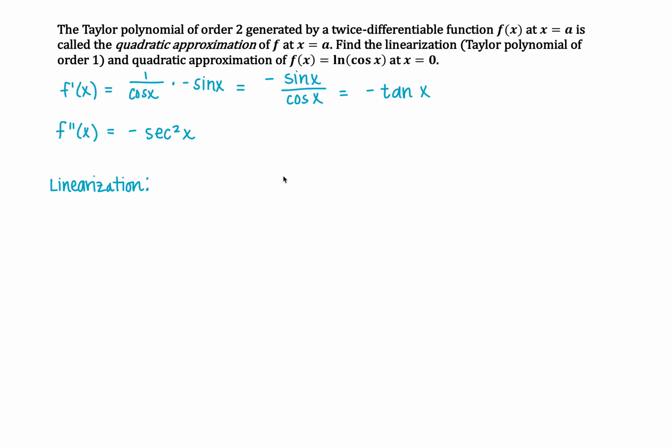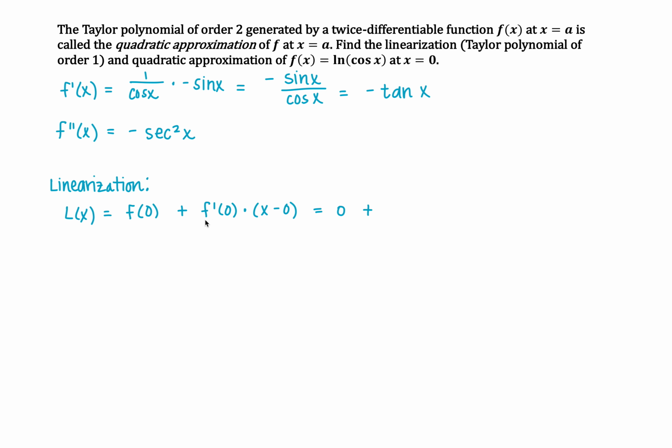So it's just going to have two terms. Since it's a linearization, I'll call it L of x. So it's at x equals 0. So it's going to be f of 0 plus f prime of 0 times x minus 0. So plugging in 0 to the original function, cosine 0 is 1, but the natural log of 1 brings us back to 0. So we're going to have this equals 0.